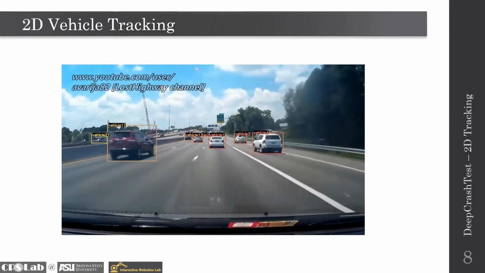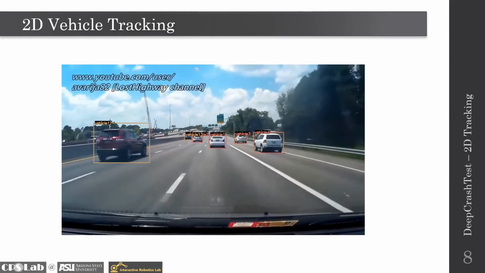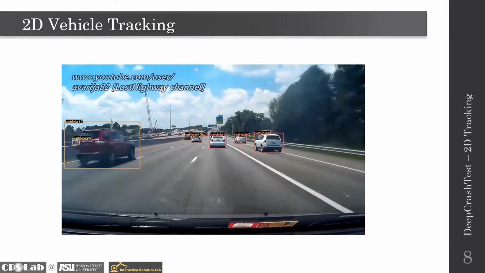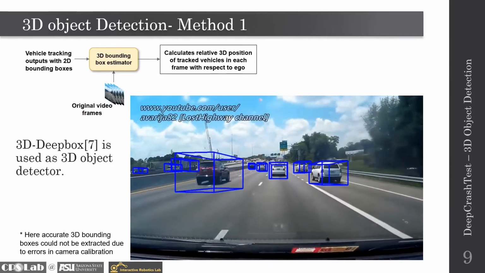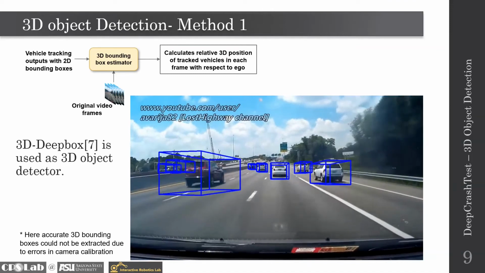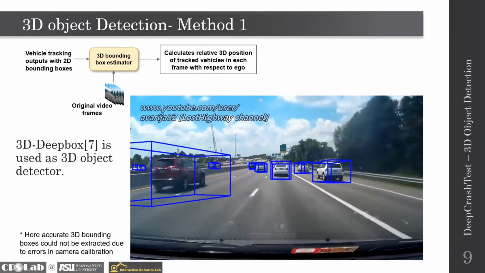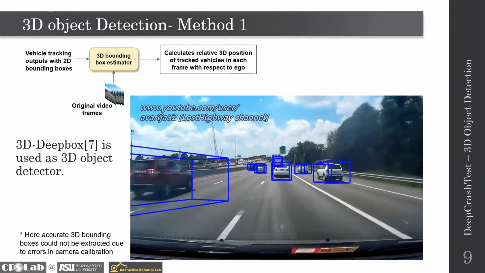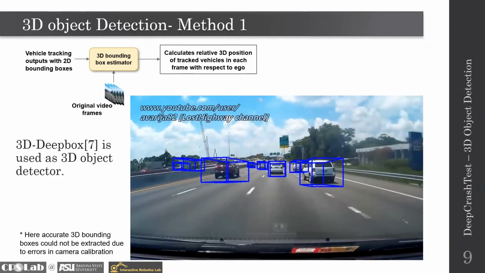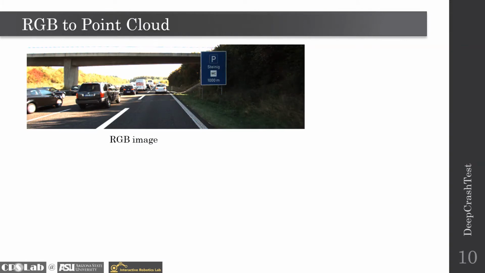The result of this block is a sequence of tracked frames with unique vehicle IDs. For the 3D bounding box estimation, we use an existing 3D deep box framework which takes in 2D bounding boxes and the original video frames as input and regresses the 3D bounding boxes with respect to the ego. We provide an alternate approach to approximate the 3D centers of the vehicles. This method can be used in cases where there is accurate camera calibration.